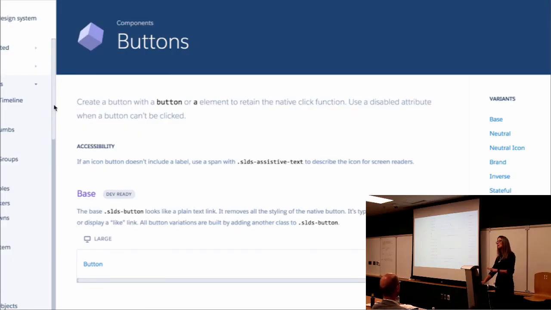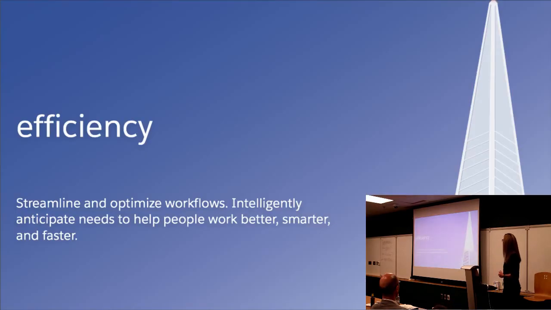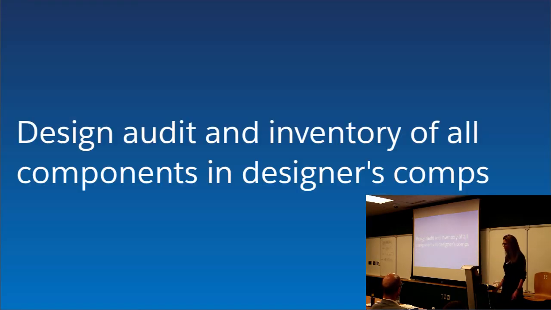So now that we've talked a little bit about clarity, let's talk about our next principle, which is efficiency. Efficiency says streamline and optimize workflows, intelligently anticipate needs to help people work better, smarter, and faster. So how does that relate to CSS? We started the process by doing an audit and an inventory of all the components in our designers' Lightning comps.